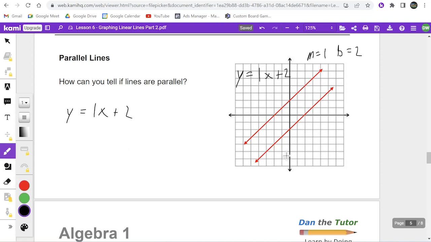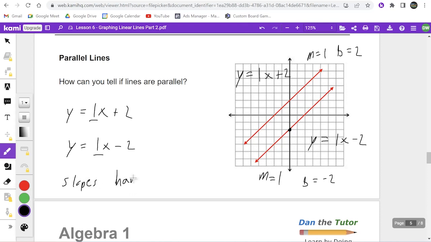Now for the other one, looks like it has the same slope, m equals 1, and a y-intercept at negative 2 down here. And so what I would say, y equals 1x minus 2, and again, I'll write it right underneath here, y equals 1x minus 2. So how can we tell if lines are parallel? It's simple. See these slopes right here, 1x and 1x? The slopes have to be the same. If you want to be perpendicular, the slopes have to be the same.